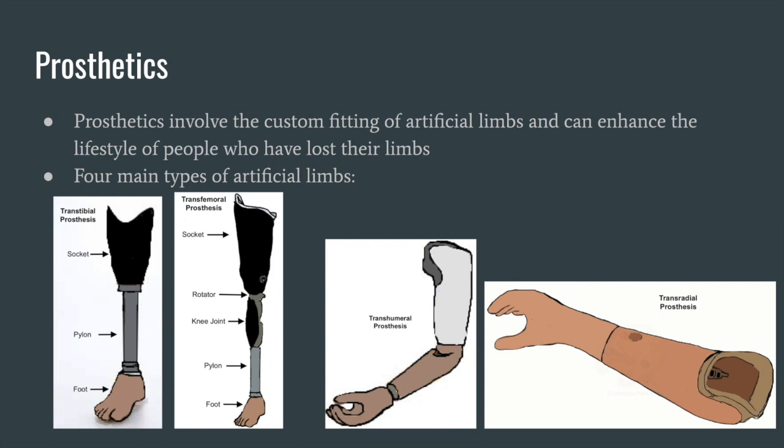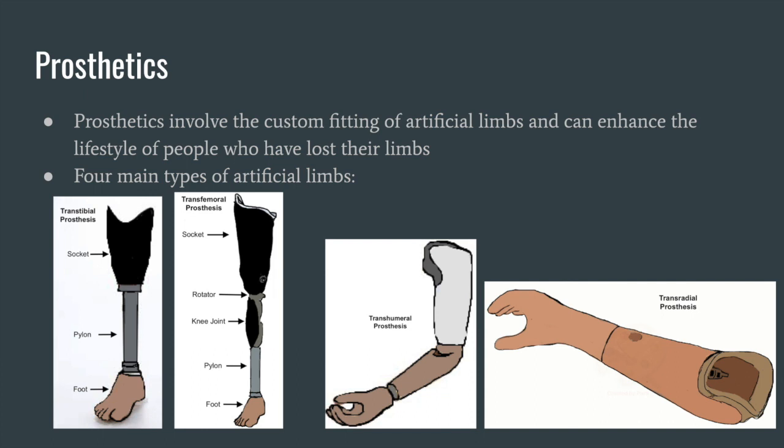Below show the four main types of artificial limbs. Starting from the left is the transtibial prosthesis, which replaces a leg missing below the knee. Next is the transfemoral prosthesis, which replaces a leg missing above the knee. Next is the transhumeral prosthesis, which replaces an arm missing above the elbow. Lastly, to the right is the transradial prosthesis, which replaces an arm missing below the elbow.